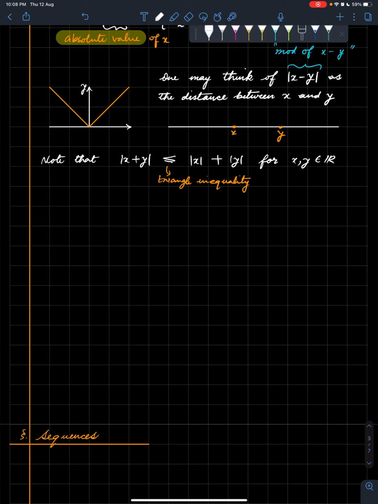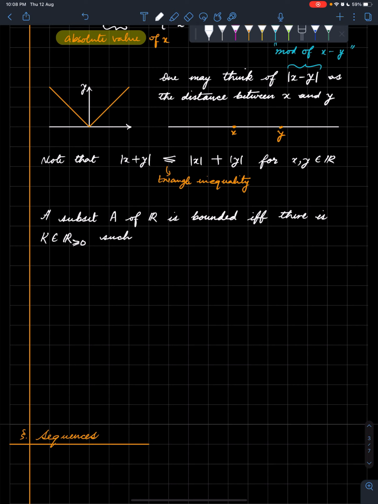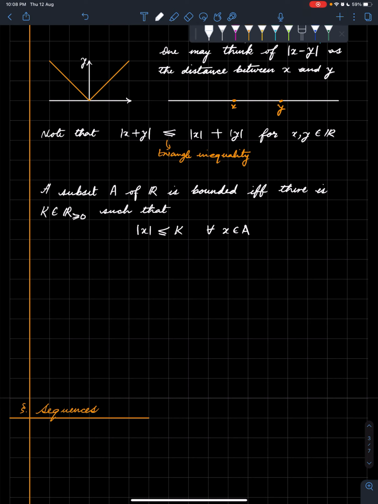And let us also note that a subset A of R is bounded if and only if there is some real number, well, I could say any real number, but let me emphasize that it's a non-negative real number k, such that mod of x is less than or equal to k for all x in A. I'm not saying anything profound.